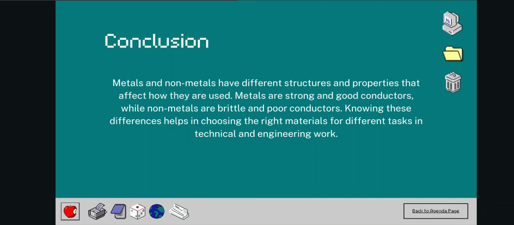Last is the conclusion. Metal and non-metal have different structures and properties that affect how they are used. Metals are strong and good conductors, while non-metals are brittle and poor conductors. Knowing this difference helps in choosing the right materials for different tasks in technical and engineering work.